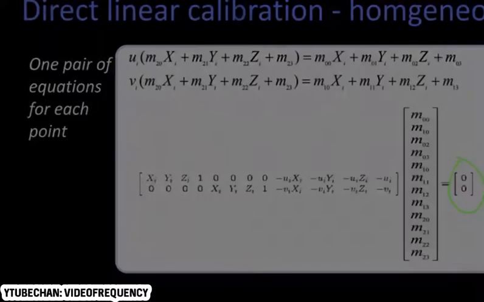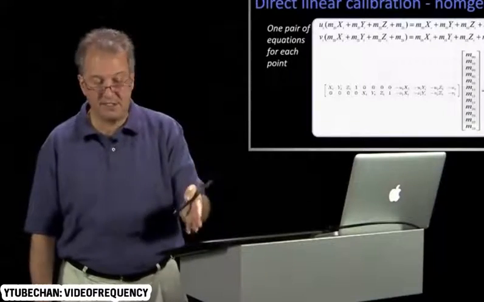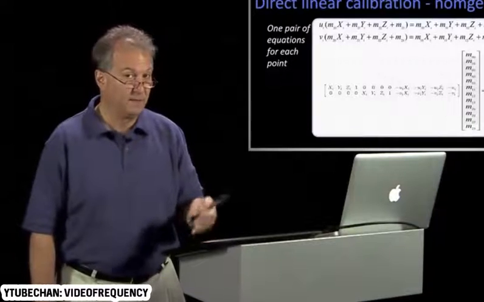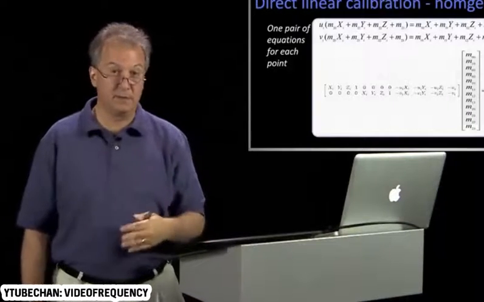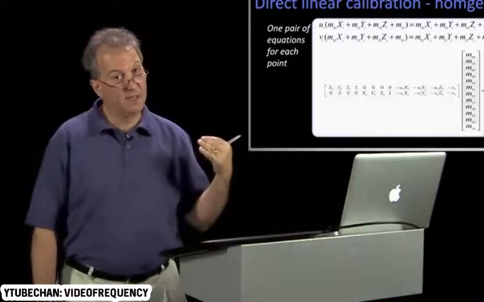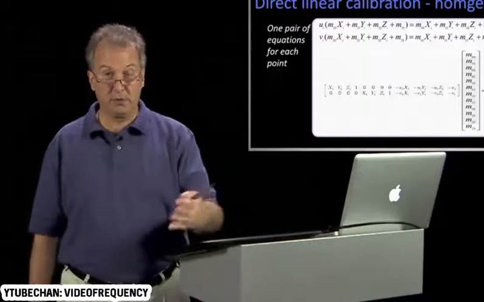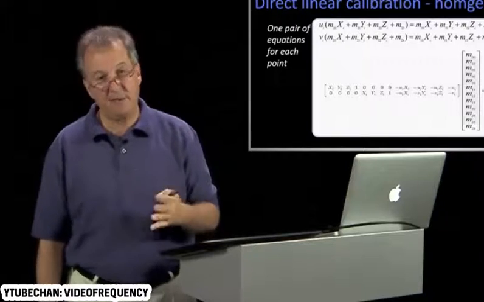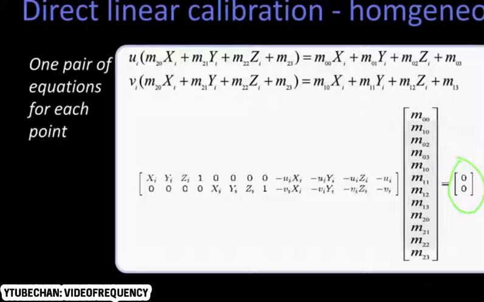So the question is, how do we solve that? Because obviously there's a trivial solution. What's the trivial solution? Well, if A times x equals 0, and I'm looking for an x, no matter what A is, x equals 0 would be a solution. So I could just say all the m's are equal to 0, and that would not be a very satisfying solution. So the question is, what's the best way to solve this?